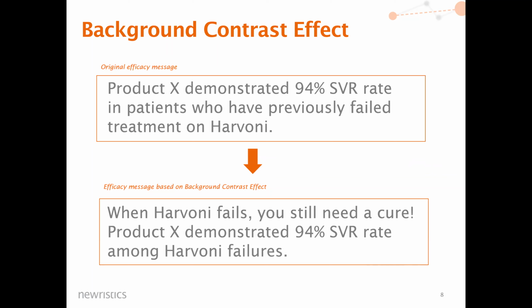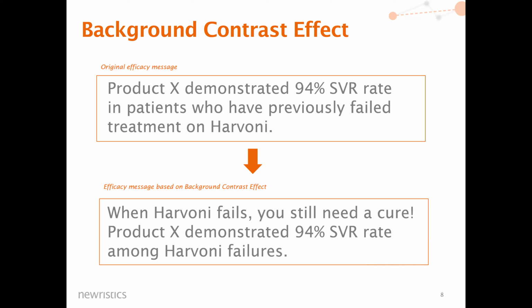Product X demonstrated 94% SVR rate in patients who have previously failed treatment on Harvoni. That's a very straightforward message that's just describing one of your clinical efficacy endpoints. Now you can re-articulate this message, and this is only one example of how you could do it. Everybody on this call, if you were to now try to take a shot yourself, applying background contrast effect, now that you know what that heuristic is, you're trying to rewrite this message in a way so that you can amplify its impact. You can make it by feeding background contrast effect, by creating a background that didn't exist before.